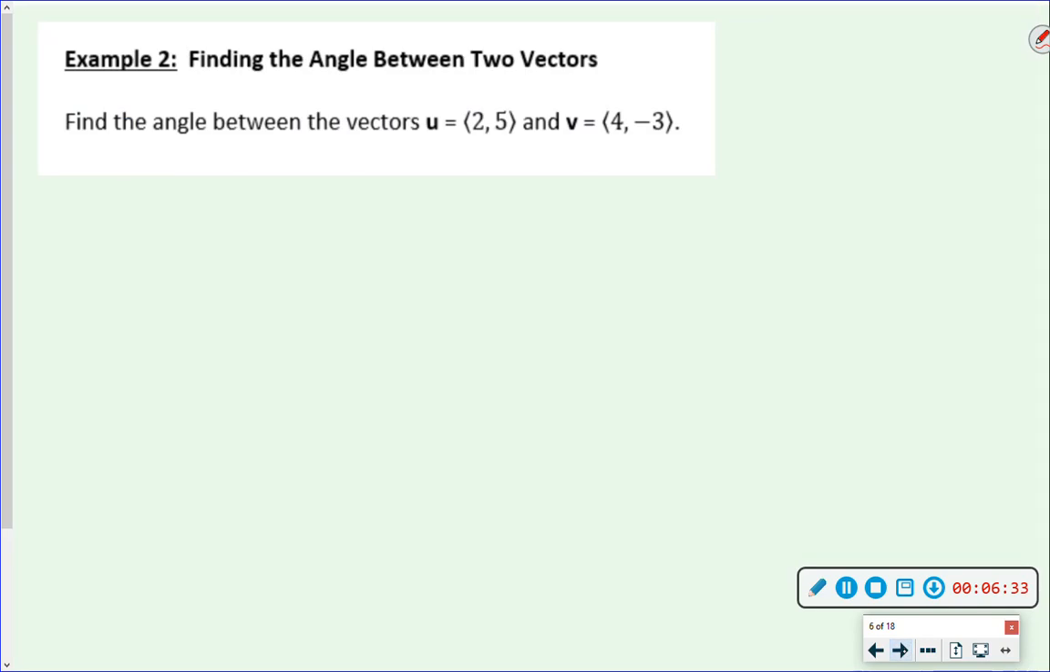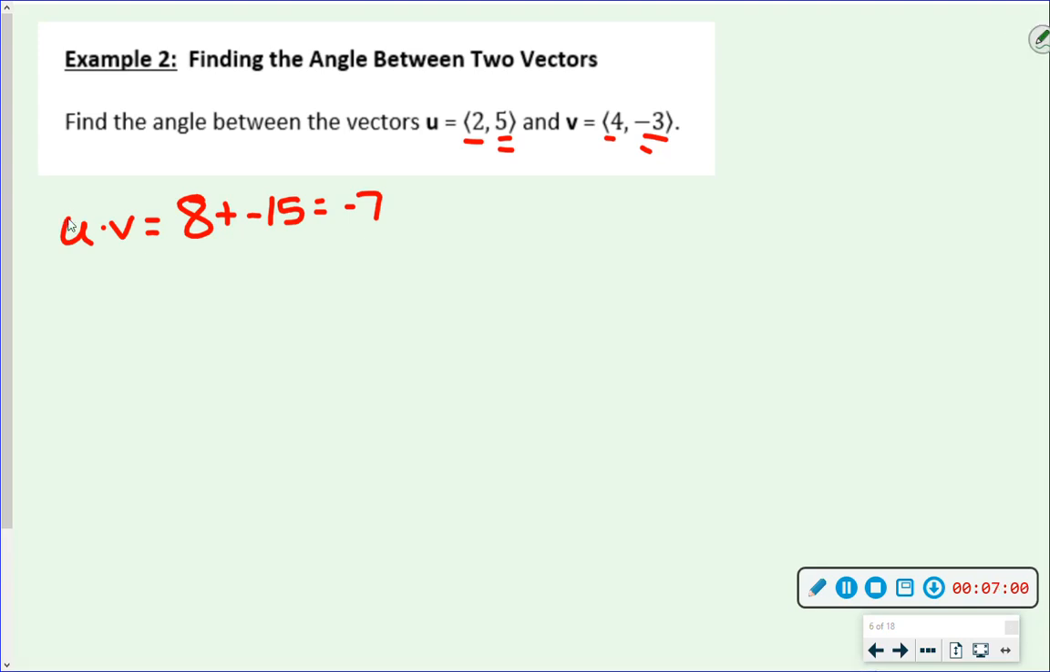Okay, find the angle between the vectors. So I'm just using the formula. First thing in the formula, of course, is the dot product. So let's calculate the dot product. Horizontals first, 2 times 4. And then I'm going to do the verticals, 5 times negative 3. So this is easy, but it's a lot of calculation.